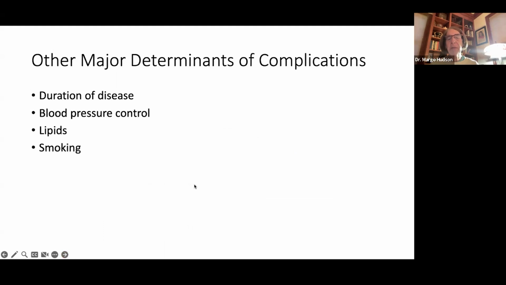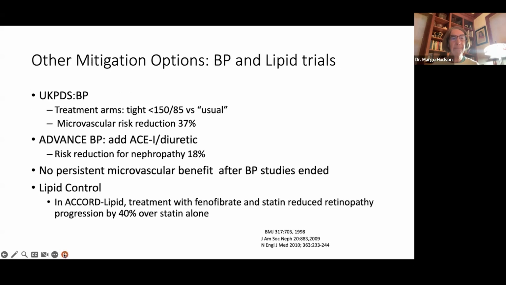So there are, of course, beyond glucose, other determinants of complications. Duration of disease: the longer patients have diabetes, the more at risk they are. There's not too much we can do about that, of course. Blood pressure control is important. Lipid control and smoking. All of these also help determine risk for complications.